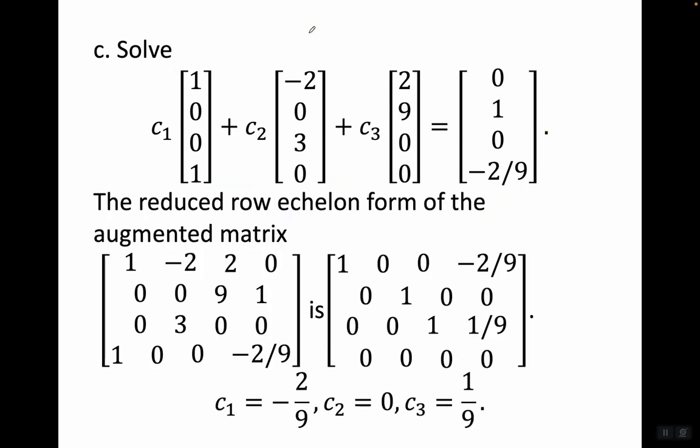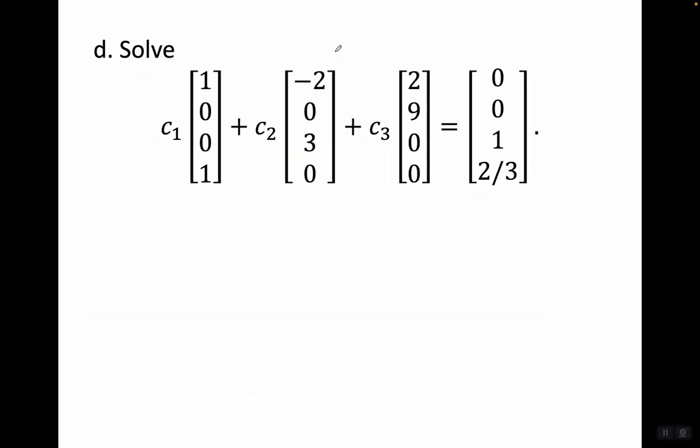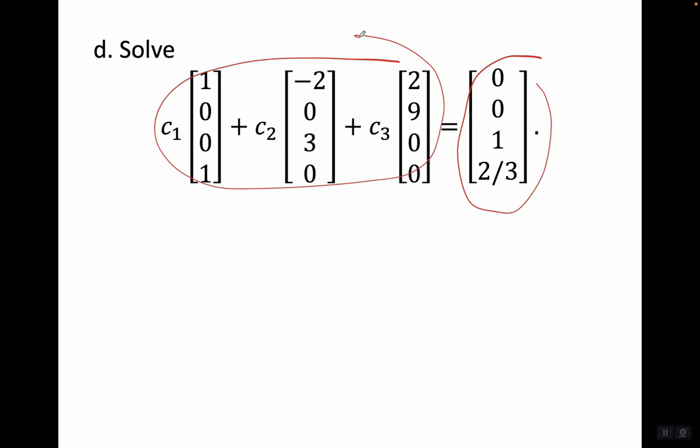Let's check it out. The reduced row echelon form of this augmented matrix is this one. And so that means the solutions are C1 equals negative 2/9, C2 equals 0, and C3 equals 1/9. And the bottom row is all zeros. That was great. So this really is a linear combination of these vectors. Lastly, let's solve this one. Is this vector a linear combination of these three? Let's try to solve this.